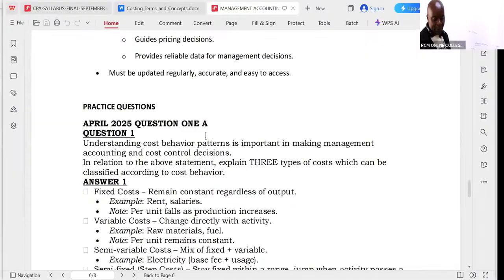These are the questions that I would expect us to answer. April 2025, question number 1A. I'm just reading the questions for us to have them at the back of our minds. Understanding cost behavior patterns is important in making management accounting and cost control decisions. In relation to the above statement, explain 3 types of costs which can be classified according to cost behavior. When I teach you, you'll be able to answer this question without me coming to give you answers again.